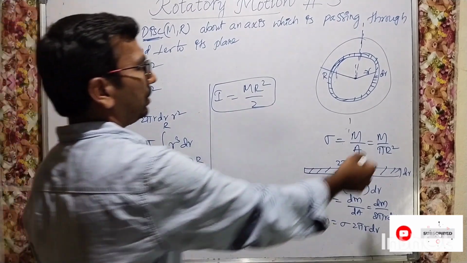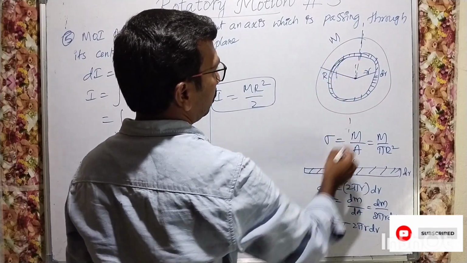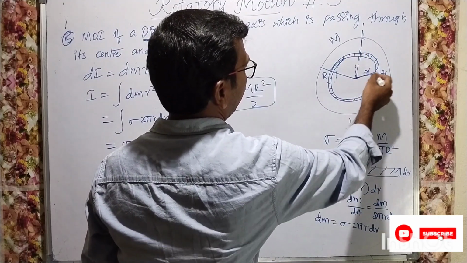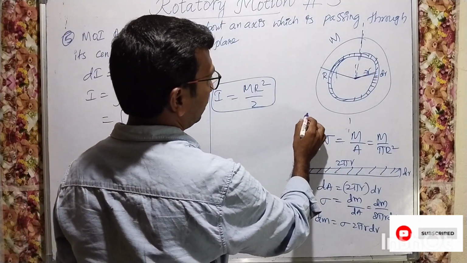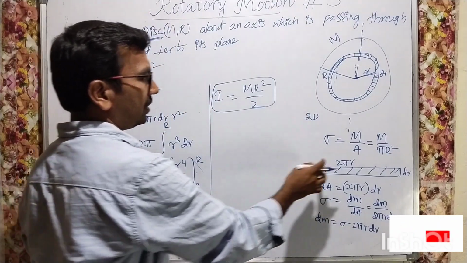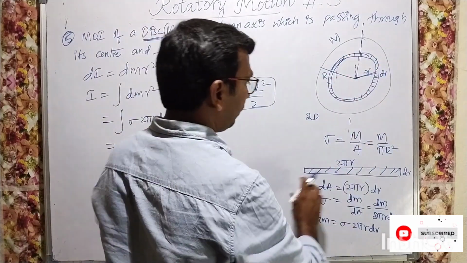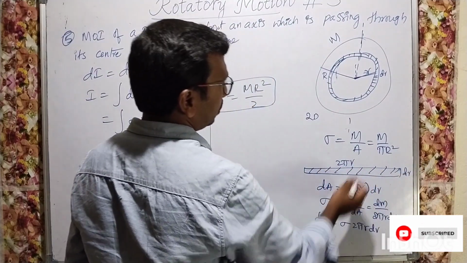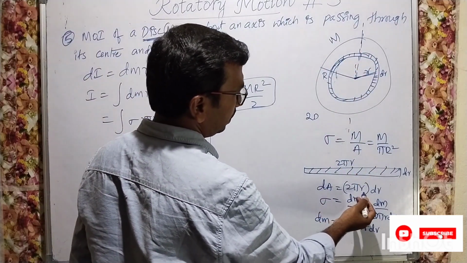So I will consider the total disk of mass M and radius R. I will consider a small elemental ring. The thickness is dr, and the distance from the center is r. This is two dimensional, so the surface mass density is M by pi r square. Considering this element, the circumference of this ring is 2 pi r and the thickness is dr, so dA is equal to 2 pi r dr.